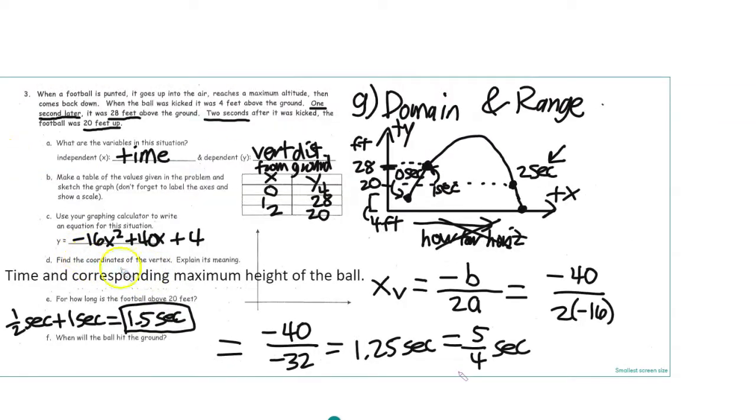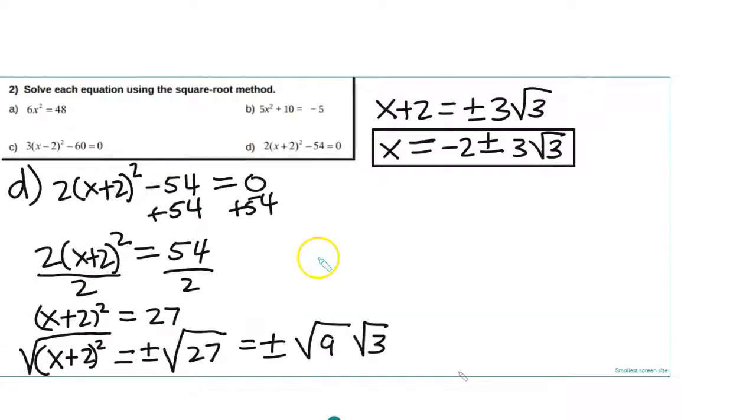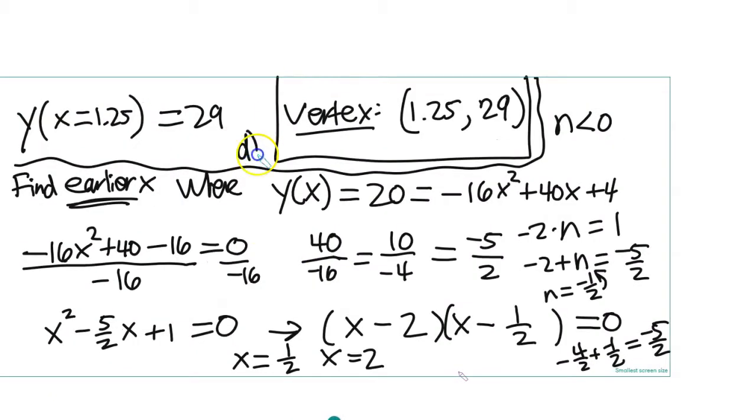Vertex was part D. This is part E. We wanted to find the earlier x where y equals 20. So we set y of x equal to 20. We subtracted the 20 over, and we divided by negative 16. We knew that one of the times had to be x equal to 2, so we deduced the other one was x equal to a half.